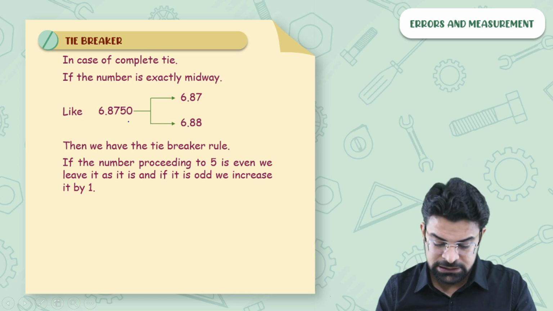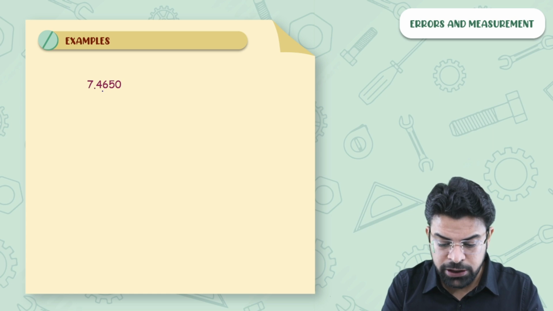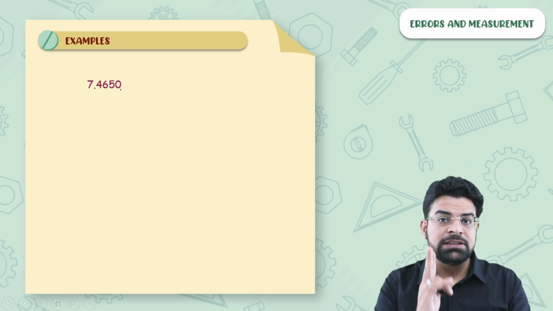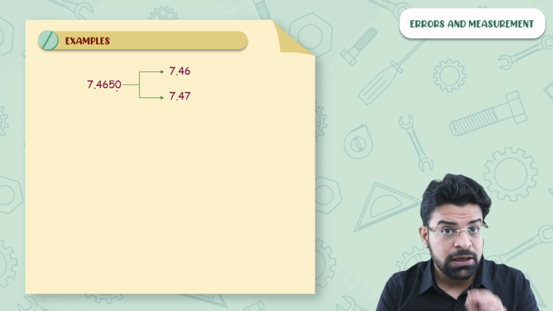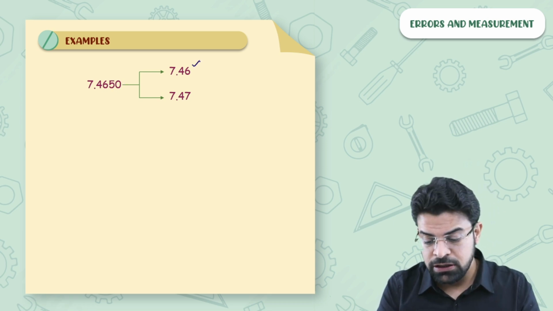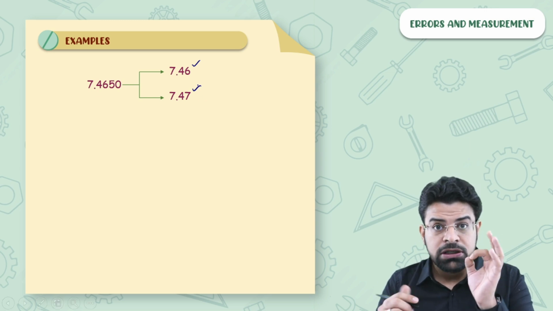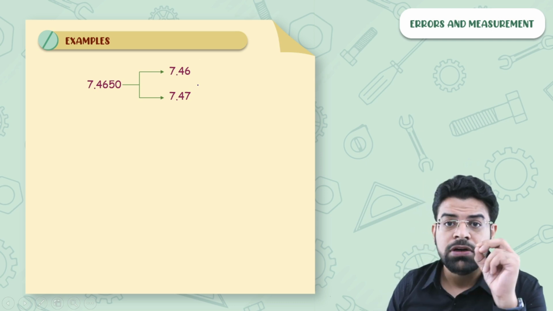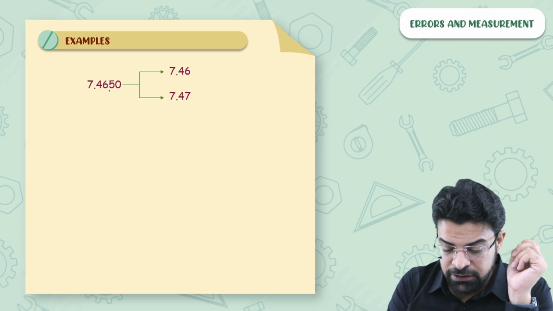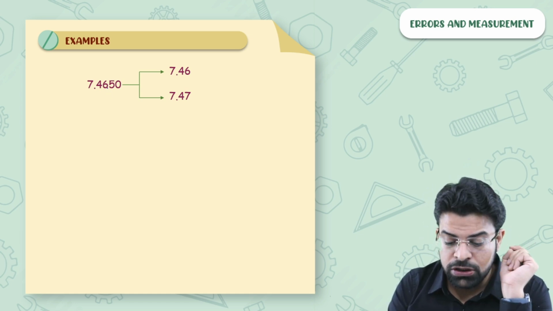Let's take some examples. First example, round off 7.4650 up to 2 places after the decimal. So you will say 7.4650 can be rounded off to 7.46 or 7.47 as both are equally away from 7.4650. So we have a tie. Now the tiebreaker rule says that if the number is exactly midway up to where you have to round off, use this rule.